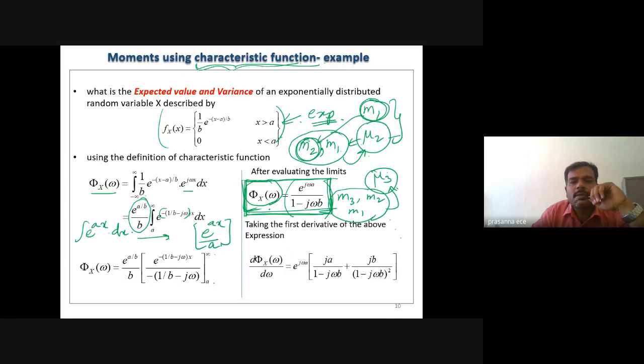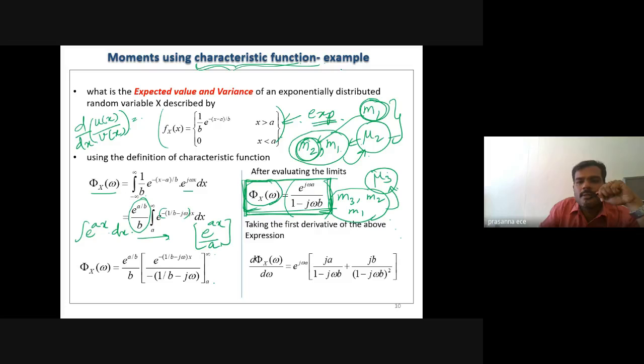Okay, m1 can be found out by taking the first derivative. You have to recall the derivative formula. It is the u by v method. If you are evaluating the derivative of u of x by v of x, that is d by dx of it, so this is a standard formula in derivative: v into du minus u dv divided by v square. You have to memorize these formulas for derivative.